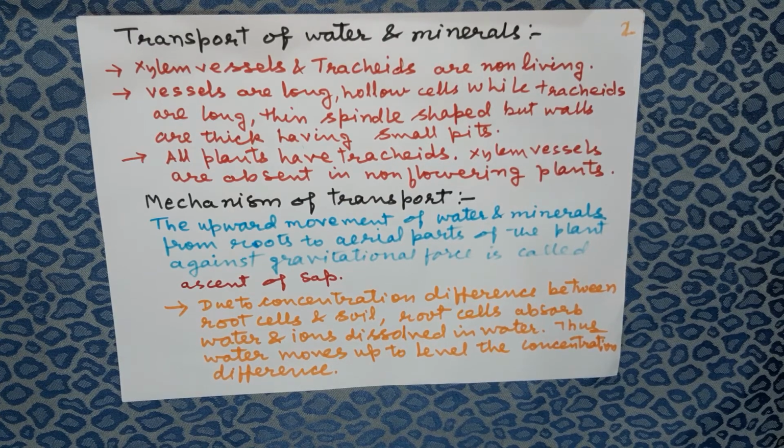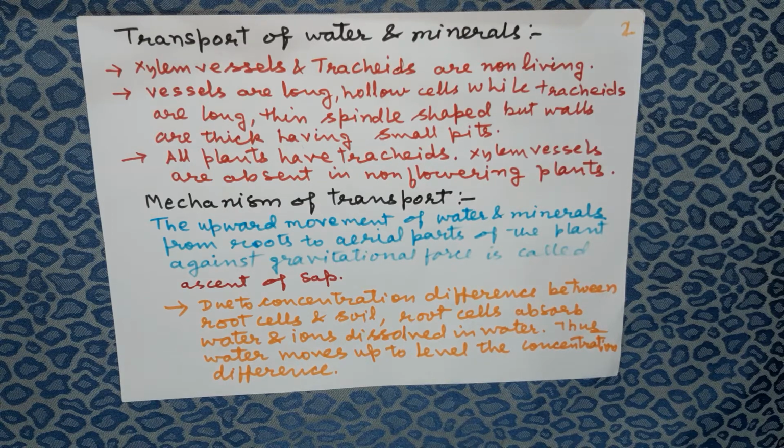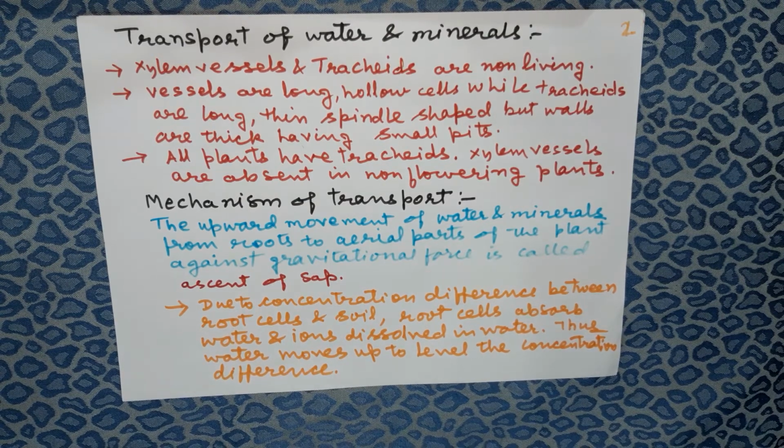Thus, what will happen? The cytoplasm dries up and the vessels form long hollow tube-like structure, because all the cells become hollow due to absence of cytoplasm in them, and since they are one above the other, they form the long hollow tube-like structures.